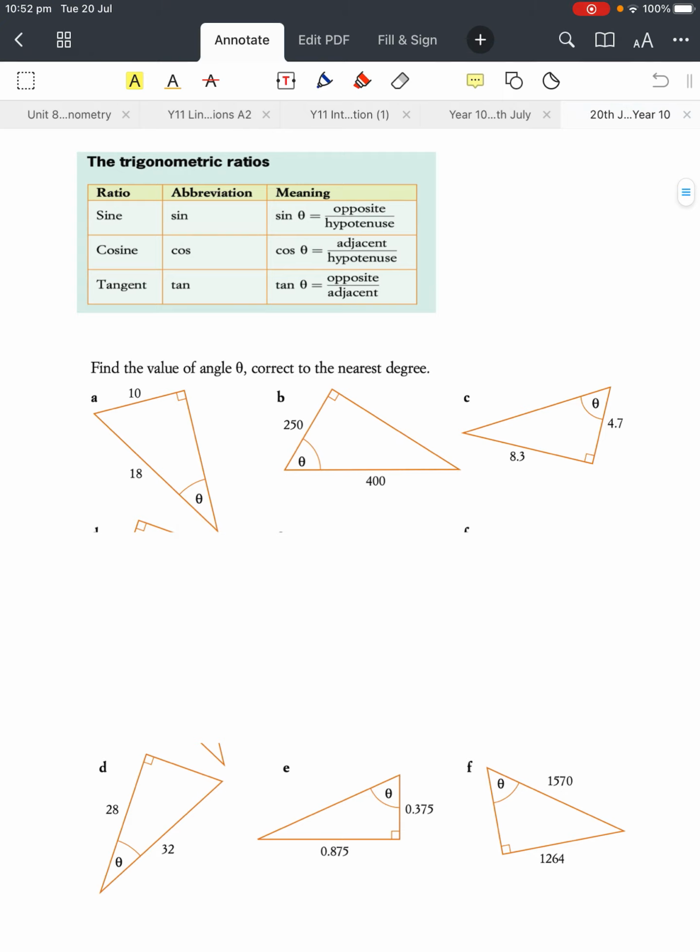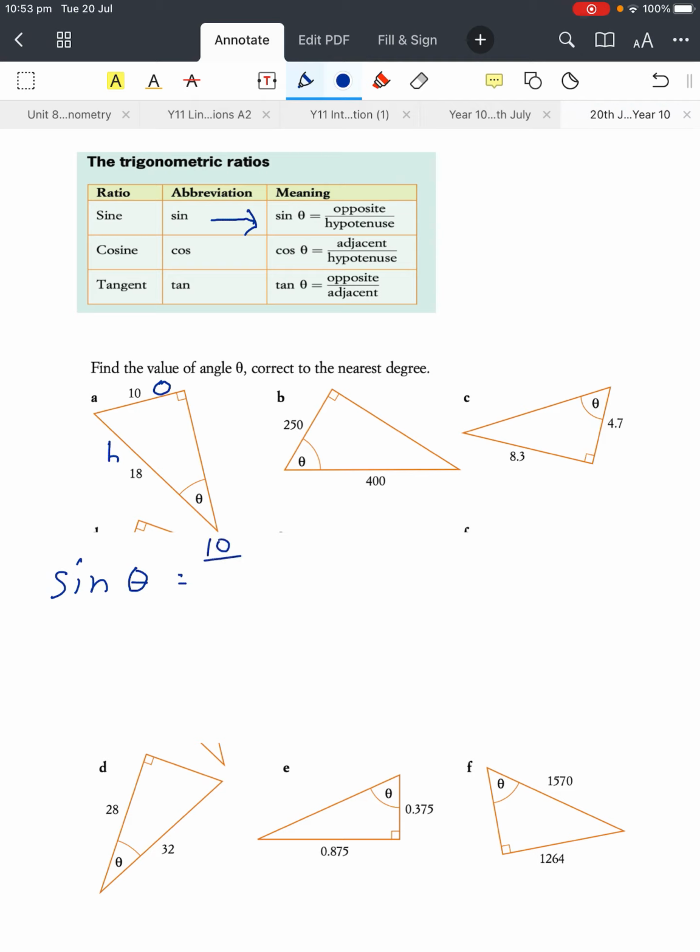So I'll get started. In question A, we've got a right angle triangle. I'm going to put an O here because that's the opposite, it's opposite the angle. And this side here is H because it's the hypotenuse, the long side. We look up the top and we can see it's a sine question because sine uses O and H, or opposite over hypotenuse. For this question, we write sine, and we don't know what the angle is. That's what we're trying to find. So this angle here is called theta. Sine of the angle we're trying to find is the opposite, which is 10, over the hypotenuse, which is 18.